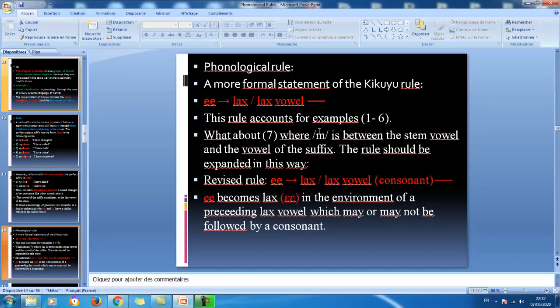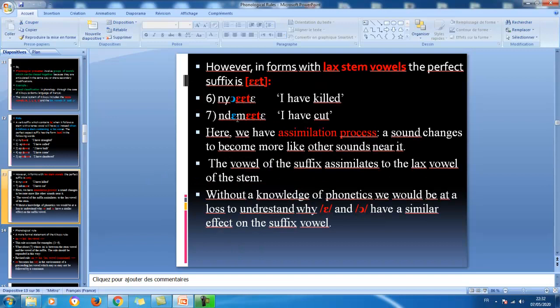Where M, the consonant M, is between the stem vowel and the vowel of the suffix, which means that we have to change our rule a little bit here. Let's have a look at 7. In 7 we have got the suffix and we have got the vowel of the stem, but between them we have got this M. We have got a consonant here. So we should take this fact into consideration and incorporate it in the rule here.